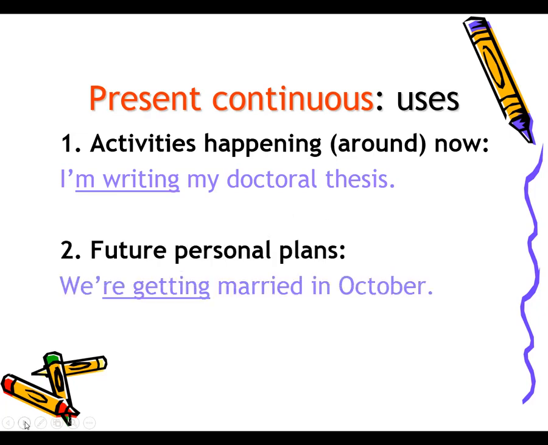Second, future personal plan. This is very important, you have to focus on that. When something, especially something personal, is already planned and will happen, then for that as well you use present continuous tense. We are getting married in October. We are going to finish our BS or BBA in December. Okay, something that is planned.